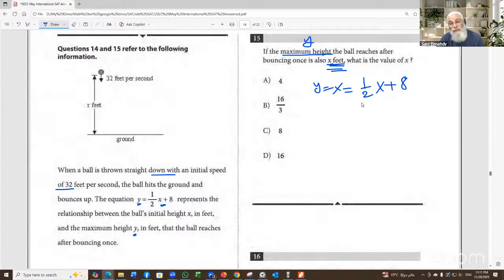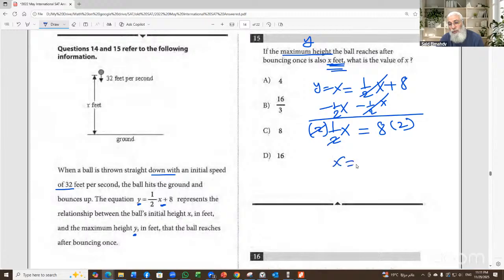So we can subtract 1/2 x from both sides. 1/2 x minus 1/2 x is 0. x minus 1/2 x is just 1/2 x. 1 minus 1/2 is 1/2. 1/2 x equals 8. We multiply both sides times 2 because 2 divided by 2 is 1, so x is equal to 16. So the answer is 16.